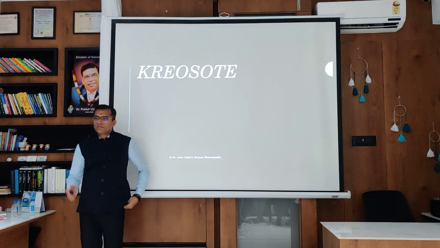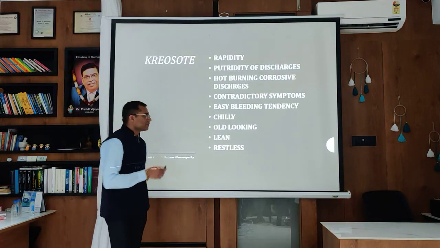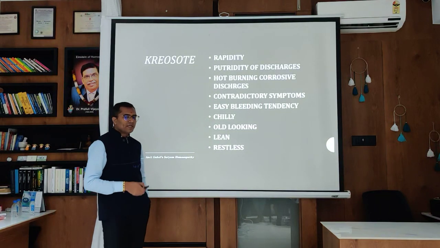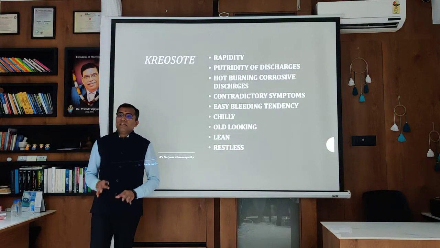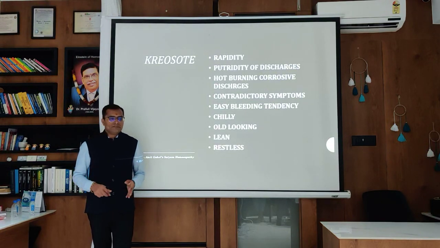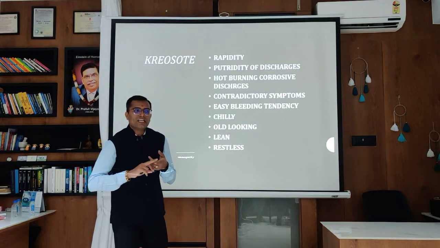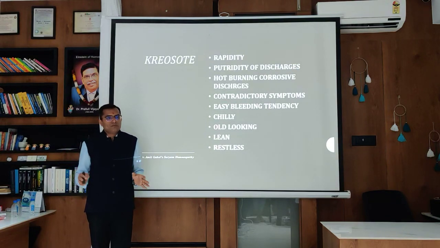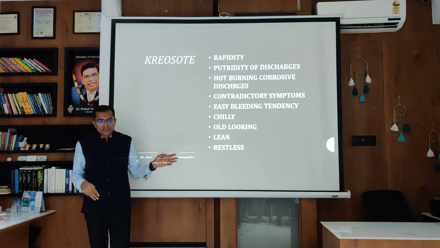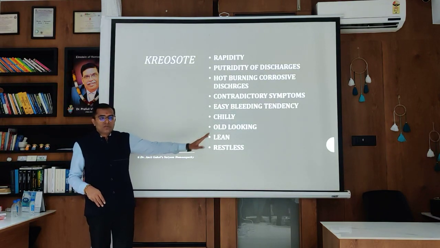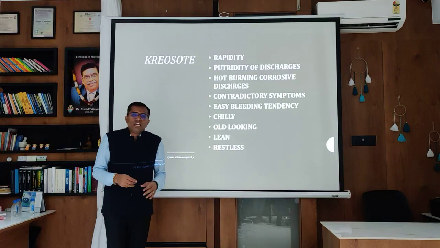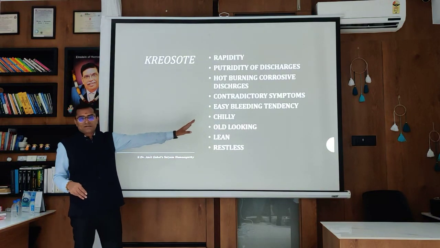Very important difference. Creosote. So Creosote has five components: rapidity, putridity, hot burning corrosive discharge, contradictory symptoms, and easy bleeding tendency; chilly, old looking, lean and restless. When you find in a repertory a tall remedy, the tall remedies are Tuberculinum, Phosphorus, Creosote, Calcarea phos. So when you find phosphorus-like constitutions, but very offensive, very fast, with very rapid destruction going into a syphilitic state, you can think of Creosote. Again, when there is an angry Phosphorus, Phosphorus being very affectionate, a lovey-dovey kind of personality, but when you find an angry type of Phosphorus with destructions and cancer, you can think of Creosote.